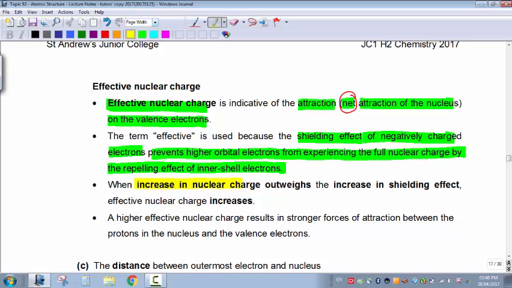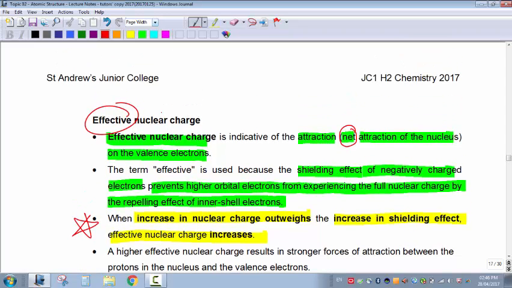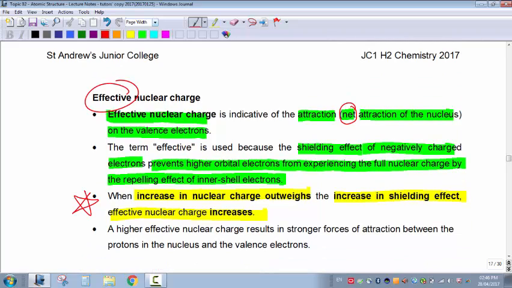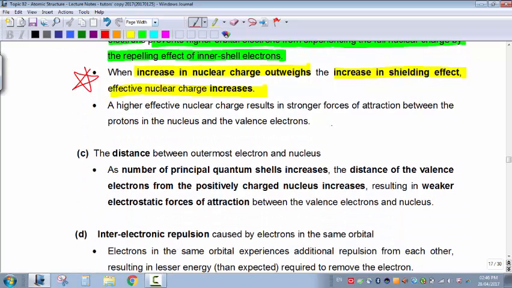When the increase in nuclear charge outweighs the increase in shielding effect, effective nuclear charge increases. Right, so we want to look at effective nuclear charge by considering the two factors, nuclear charge as well as shielding effect. Basically, effective nuclear charge is equal to nuclear charge minus the shielding effect.